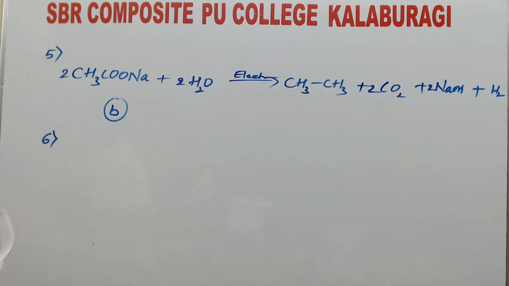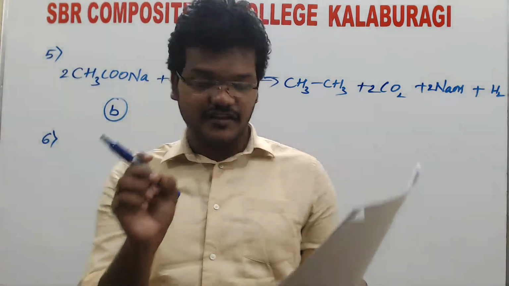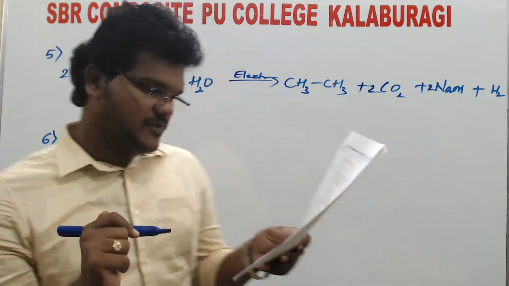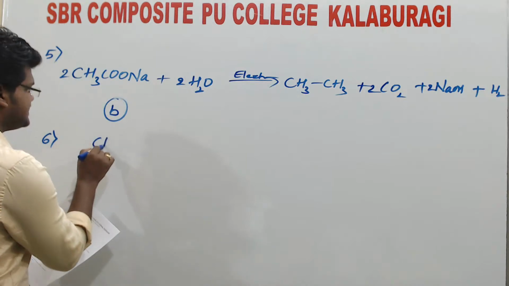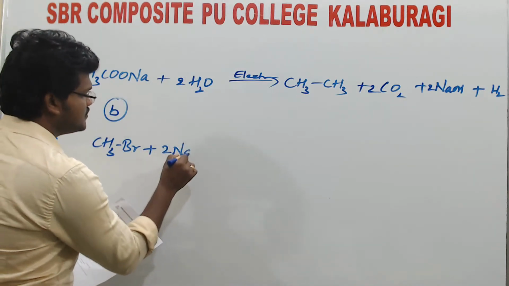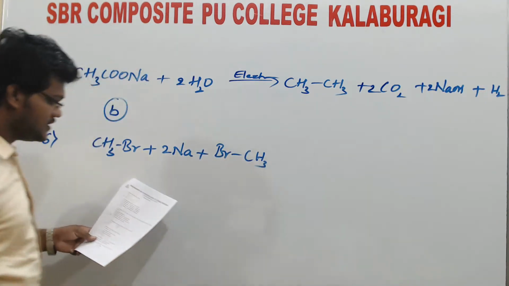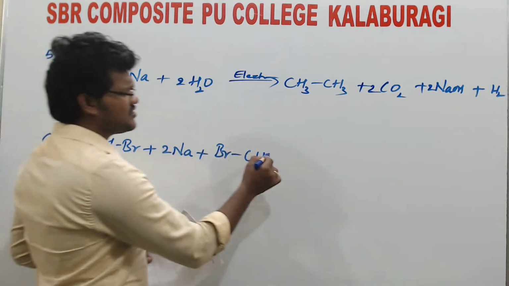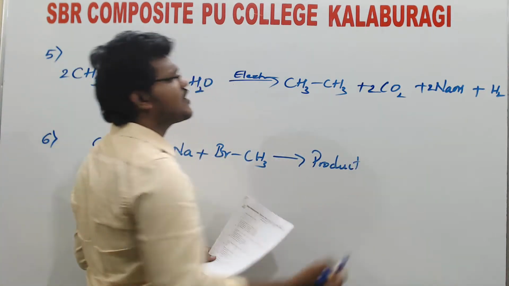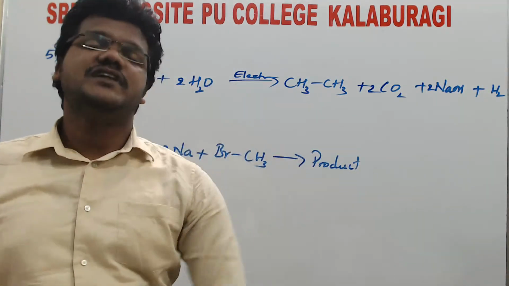See, in the reaction of question 6, they have given the reactants: CH3Br, methyl bromide, plus 2 moles of sodium. Again CH3Br. And I'm going to get a product. They are asking the name of this reaction.